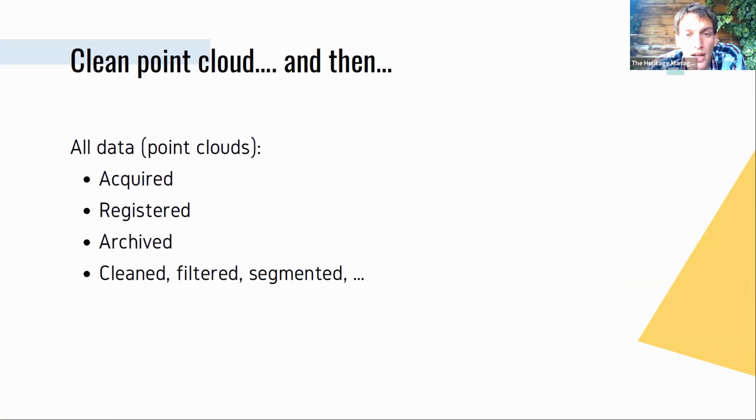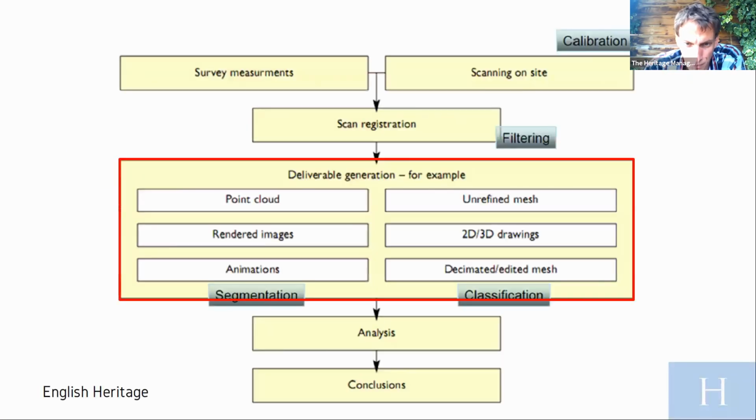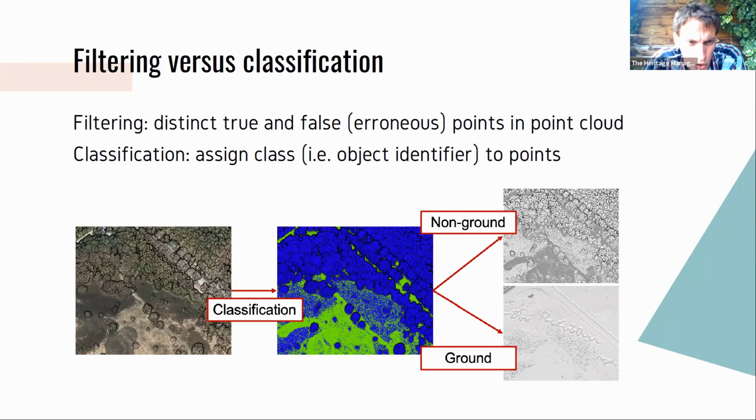After cleaning the point clouds, registering, archiving, filtering, and segmenting them, we have to continue our work, and we're actually here in this segment of the processing. The deliverables of the project itself are frequently defined by the project owner. The project owner will say, okay, I want a point cloud, rendered images, animations, a mesh, 2D or 3D drawings, decimated meshes, or something like that. And that's what we have to work on.